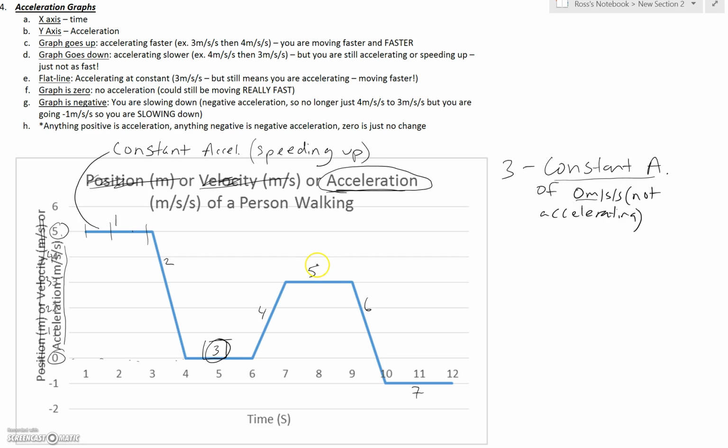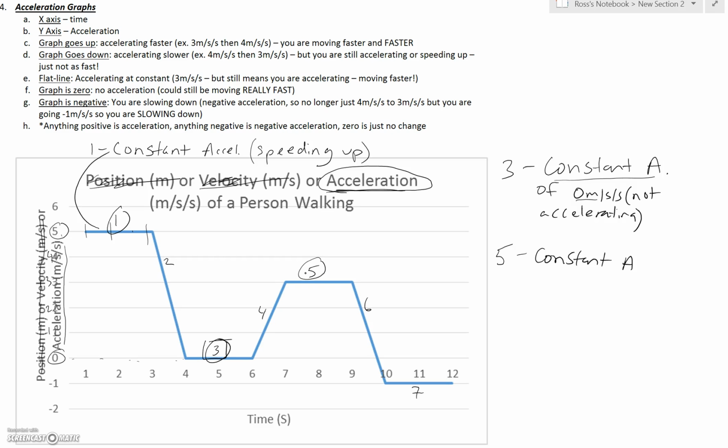So if we come over here to 5, we'll put a little note for 5. It will be just like 1 or 3 in that it's constant acceleration because it's a flat line. However, a question to get you thinking about 1, I'll put a 1 here, about 1 versus 5: which one are we accelerating faster at? Are we accelerating faster at flat line 1 or at flat line 5?